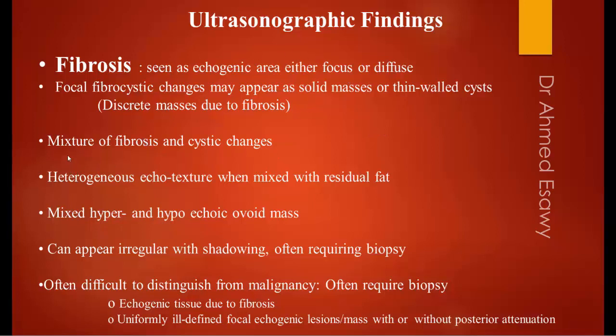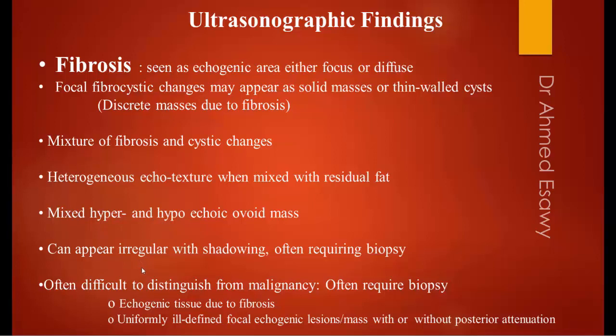Ultrasonographic findings include a mixture of fibrosis and cystic change. There may be heterogeneous echotexture when mixed with residual fat, a mixed hyper- and hypoechoic ovoid mass or mass-like area. It can appear irregular with shadowing, often requiring biopsy. This mass.